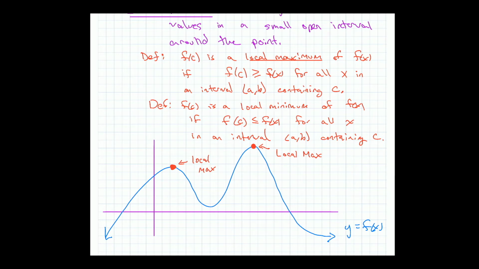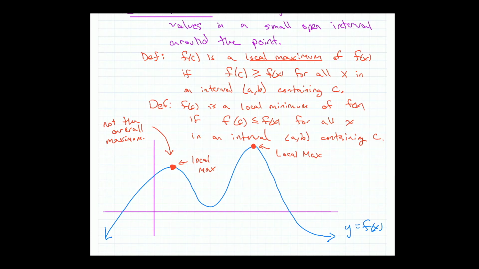Now the second one I drew is not the highest point overall, not the overall maximum. But if you take a little interval around it, isn't it the highest one around that point? It is, and that's what makes it a local maximum. So any peak is going to be a local maximum. Any kind of peak is a local maximum. Okay, so there are two local maximums.